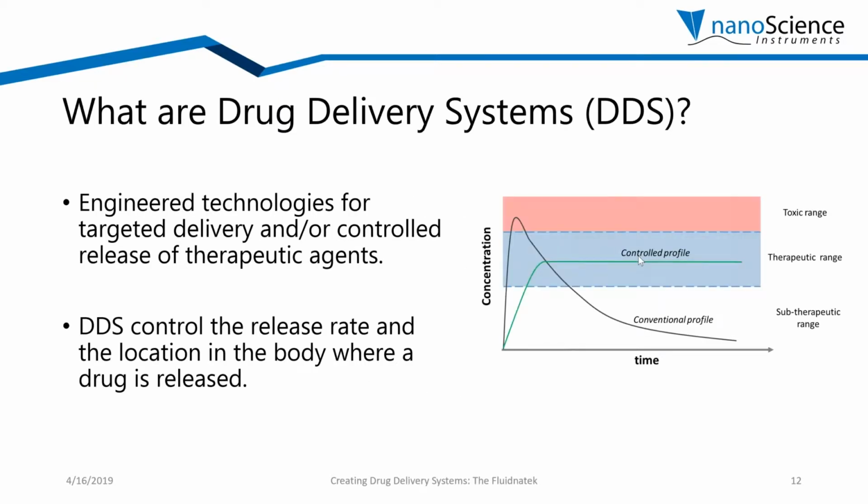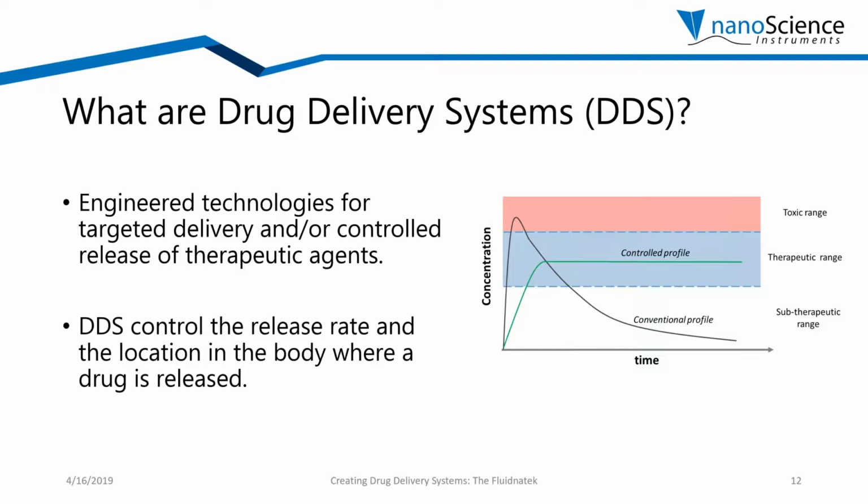For those of you who are not familiar with drug delivery systems, a drug delivery system is an engineered system for targeted delivery and/or controlled release of therapeutic agents. For example, if a person has an injury or symptoms that need to be controlled, the use of a drug is typically employed just to increase the health of that patient. A drug delivery system is able to release a drug in a desired location and in a controlled fashion.